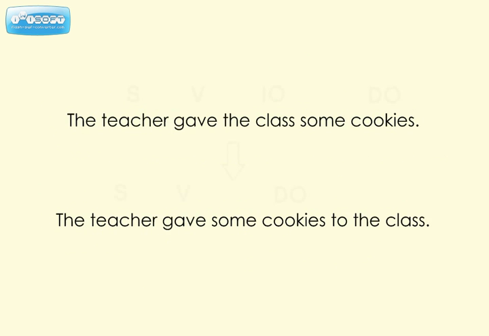The teacher gave the class some cookies. All right, so let's first find our verb as always, which is gave. Who gave? The teacher. The teacher gave what? What did the teacher give? The teacher gave cookies. To whom? Who did she give them to? That's what our next question is going to be. Who got the cookies? Well, the class did. And you'll notice that the indirect object is between the verb and the direct object. That's where it needs to be. It needs to be between the verb and the direct object. And the class received the cookies. All right, so let's look at the next one.